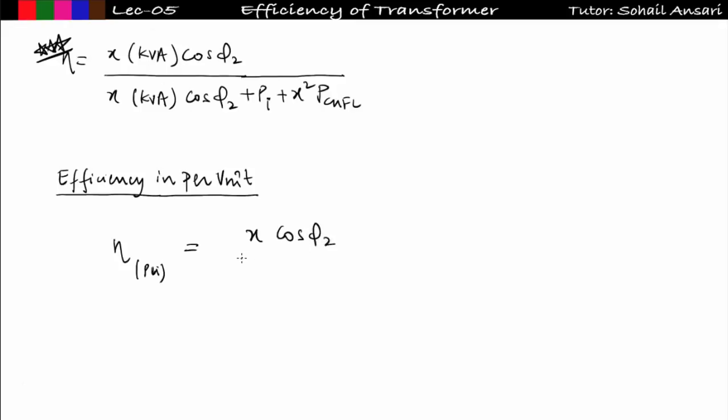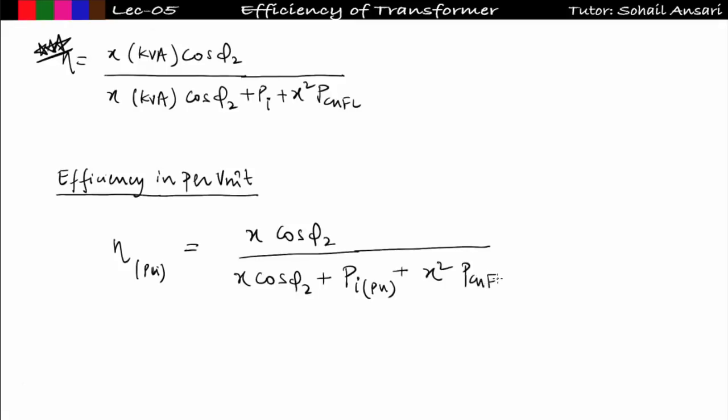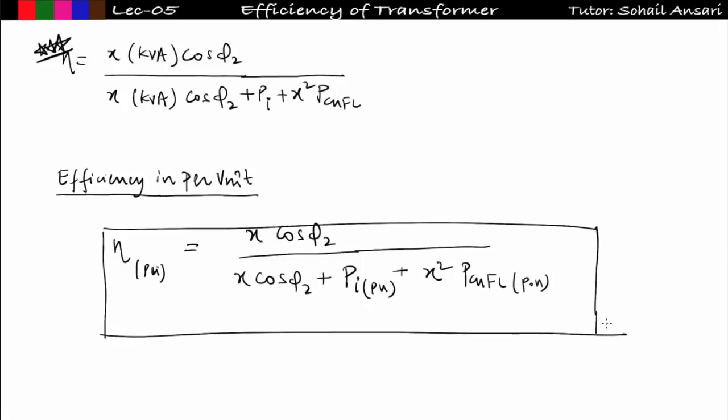This kVA will get cancelled out. In the denominator also it will be equal to x times cos phi 2 plus Pi upon kVA rating of transformer. This will give you the per unit iron loss. So I have to write iron loss in per unit, and this will be equal to x square times full load copper loss in per unit. So you have to take each and every parameter in per unit value. That's all. Only the kVA rating will cancel out because we are taking kVA rating as a base value. So these two formulas you must know before solving any kind of problem on efficiency of transformer.